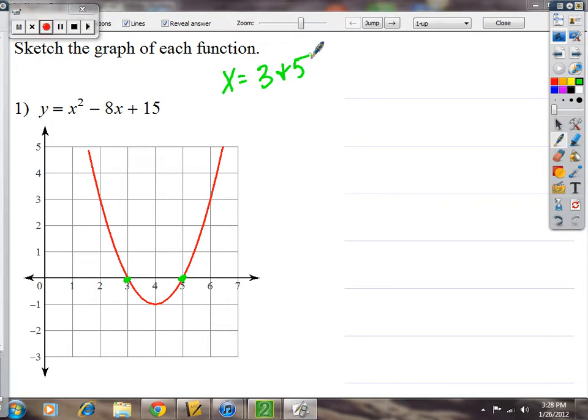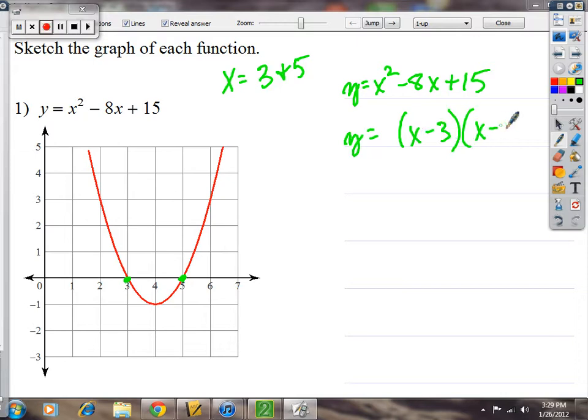and those are the roots of this quadratic equation. So if you take y equals x squared minus 8x plus 15, and if you factor it, you're going to get y equals x minus 3 times the quantity x minus 5. Okay, now here's what I'm interested in. I'm interested in putting a 0 in place of y. So if y is 0, what is x going to be?